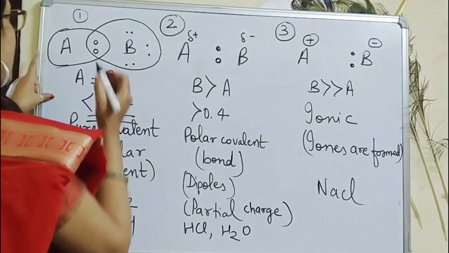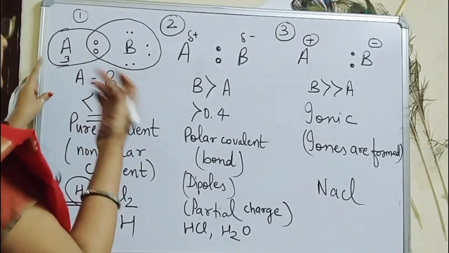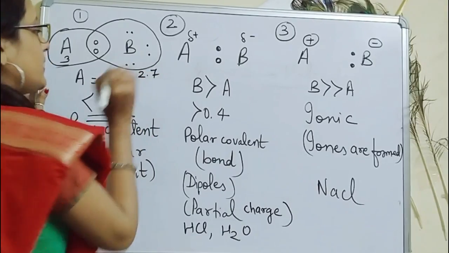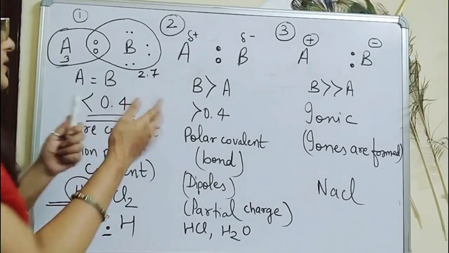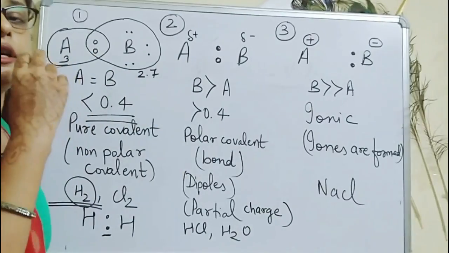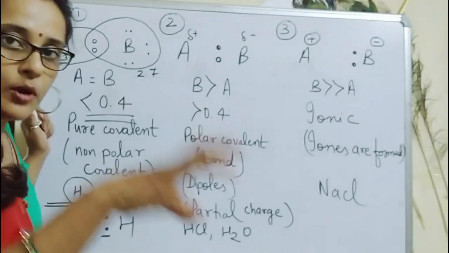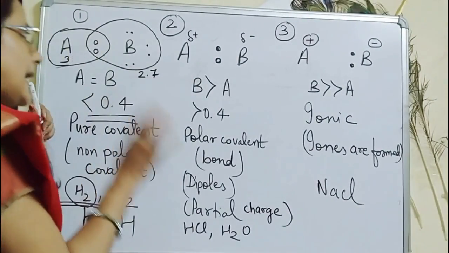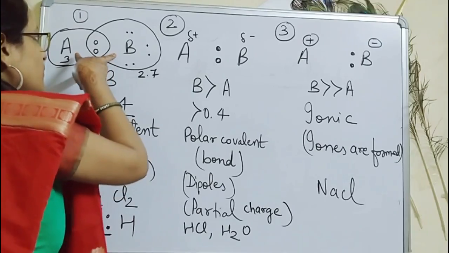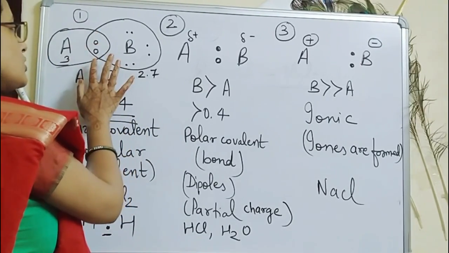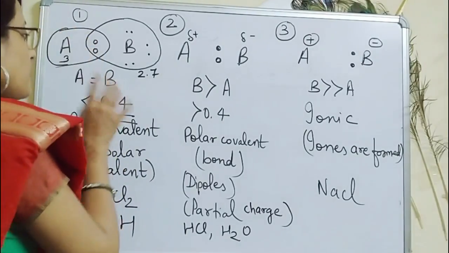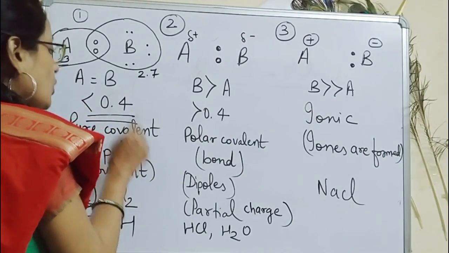Let's suppose A has an electronegativity of 3, and B has an electronegativity of 2.7. So they are almost the same, or the difference between them is less than 0.4. If the difference in electronegativity of two atoms involved in a molecule is less than 0.4, in that case the shared pair of electrons will be present in the middle, and both the atoms will exert the same amount of force, as a result of which it will not be attracted towards any one atom in a molecule, and the bond which will be formed will be called a pure covalent bond.